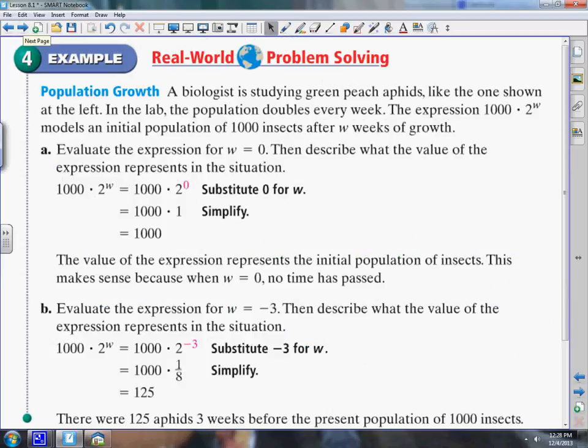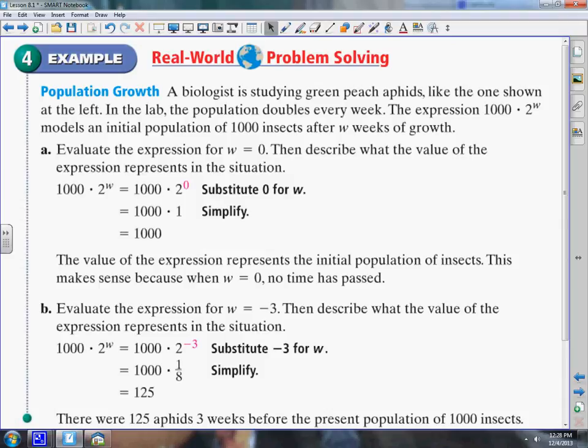Okay, a biologist is studying green peach aphids, like the one shown at the left. I didn't copy the picture, sorry. In the lab, the population doubles every week. The expression 1,000 times 2 to the W power models an initial population of 1,000 insects after W weeks of growth. So evaluate the expression for W to the 0 power.